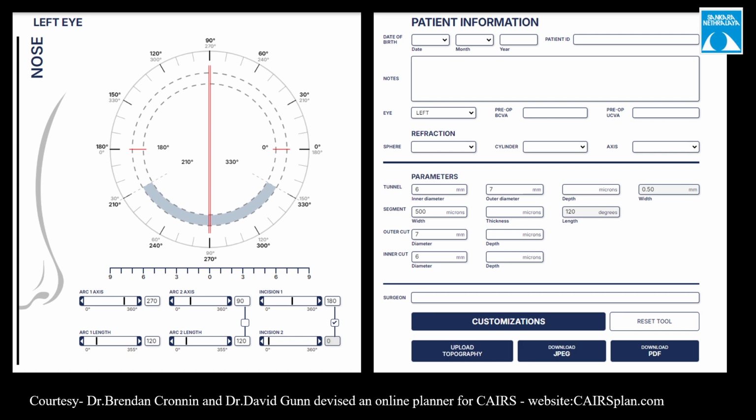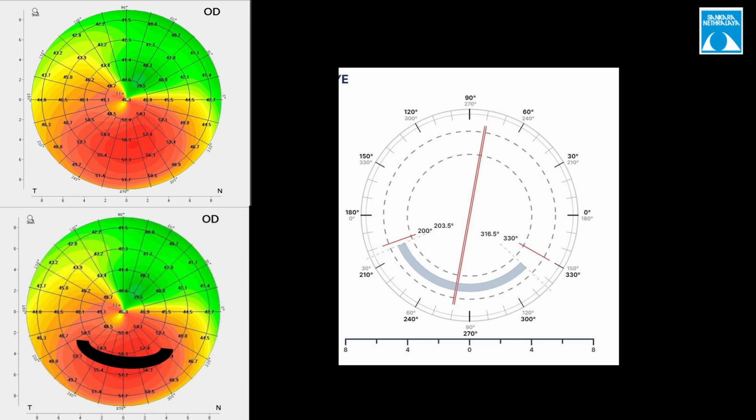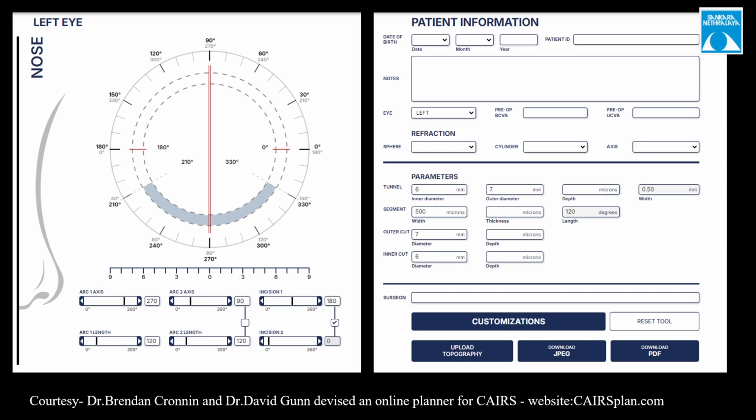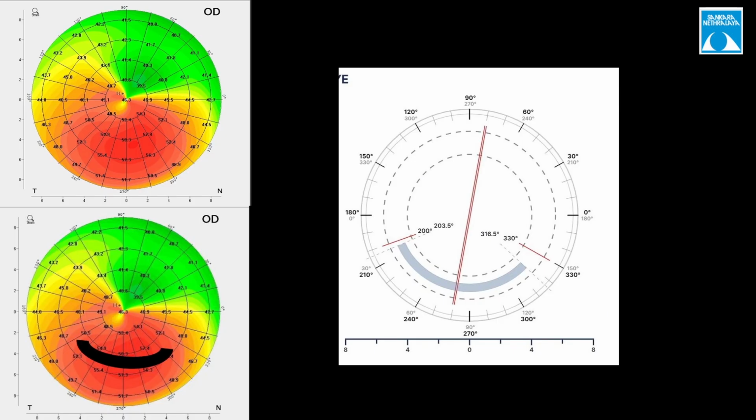Now, this is a CAIRS calculator. It was developed by Dr. Brendan Cronin and Dr. David Gunn. In this, if you can see, you can put the patient information. You can even upload the topography of the patient and it will show you where to place the segment as shown. So this is the same map. Over here, on the right side, you can see that the calculator map is being shown and the segment to be placed is shown in the lower diagram. What map you upload? Sagittal map. Yes, ma'am. Topography. We consider axial sagittal curvature maps. So this is how we decide to go ahead with the customizations and the size and the depth and everything.